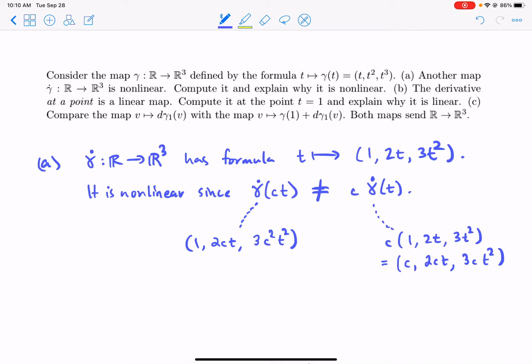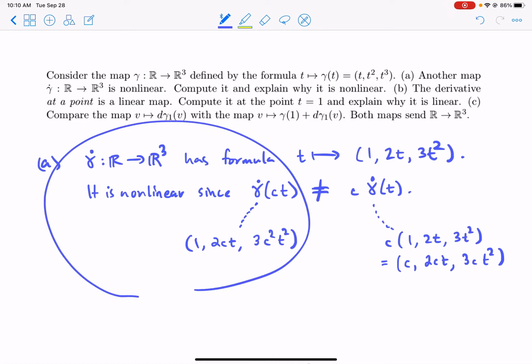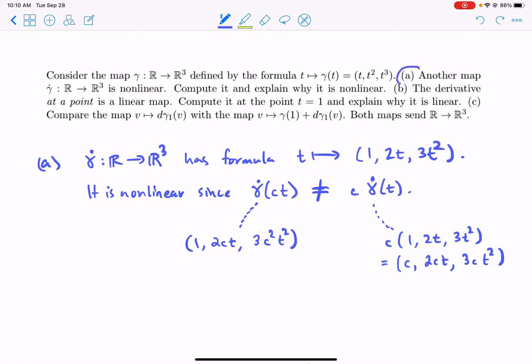Okay, hi everybody. So this is my written answer to part A, which asks: another map, gamma dot, is nonlinear. So this is the symbol gamma. I think it's a Greek letter, and it's often used in physics and chemistry and other things. So you'll see it. It's just the name of this map. And gamma prime, or gamma dot, is another map, and it says it's nonlinear. Compute it and explain why it's nonlinear.